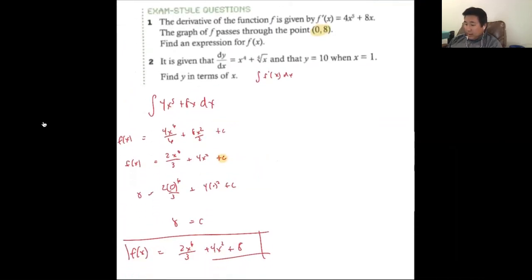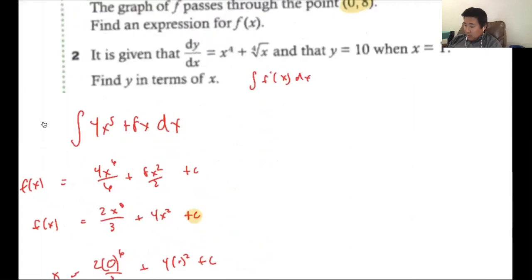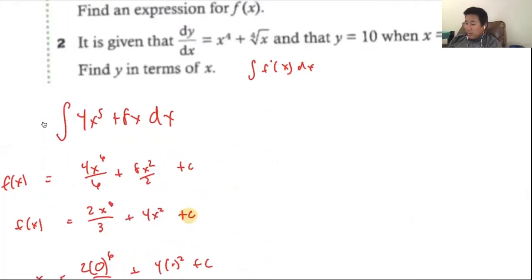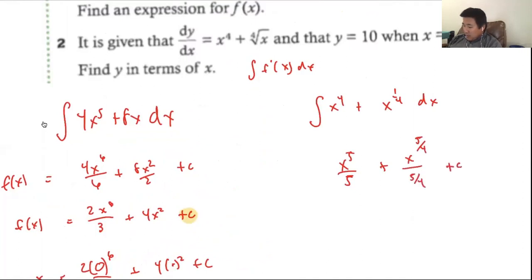Given that dy dx equals this, and y equals 10 when x equals 1, find y in terms of x. This is the same thing, but working backwards, working with dy and dx. So the integral of x to the 4th plus x to the 1/4 dx, so x to the 5th over 5 plus x to the 5/4 over 5/4 plus c equals y.